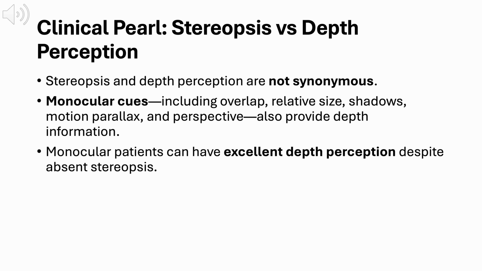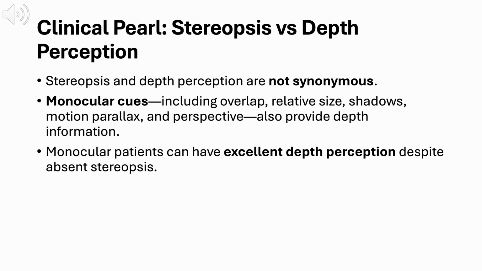Before moving on, this slide helps clear up a very common misunderstanding about what stereopsis actually is. Think of stereopsis as a special kind of depth vision that only works when both eyes are used together. Because your eyes are a little bit apart, each eye sees the world from a slightly different angle. Your brain compares those two pictures and uses the tiny differences to figure out what is closer and what is farther. That's stereopsis.